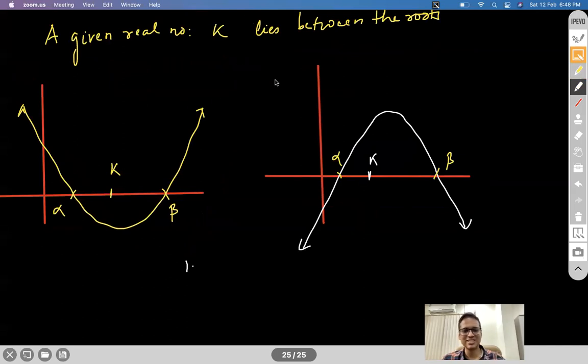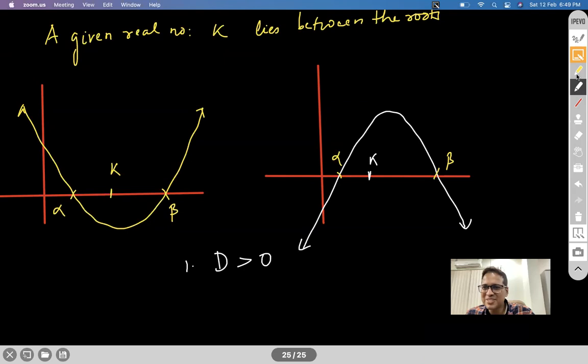Let me see who's the first one to write the first condition. No, sir. D should be purely greater than zero, not greater than equal to. Now, why all of a sudden, sir, only greater than, not greater than equal to? Because if a number k lies between the roots, roots must be distinct. They can't be real and equal. They have to be real for sure, but real and distinct. So don't include equal to zero. It'll be greater than zero. Okay. What next?